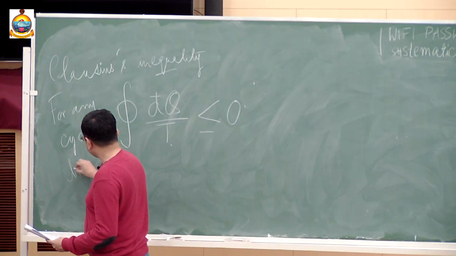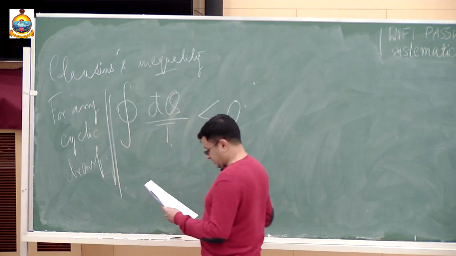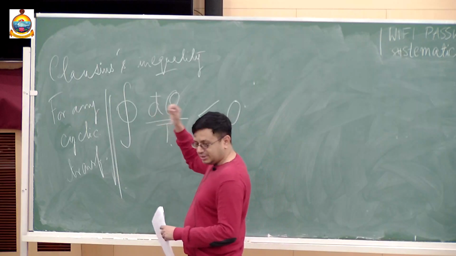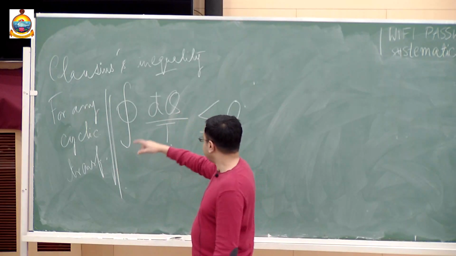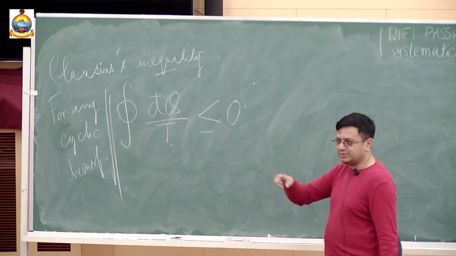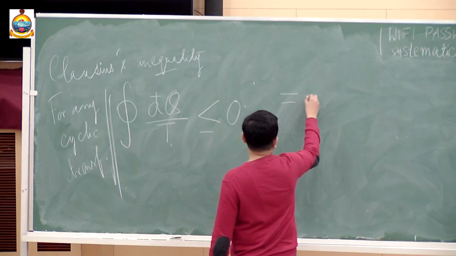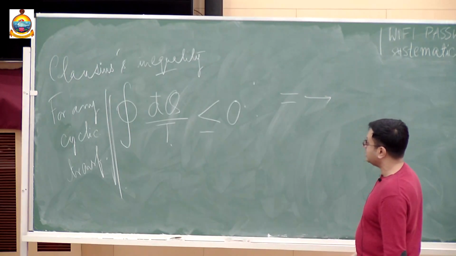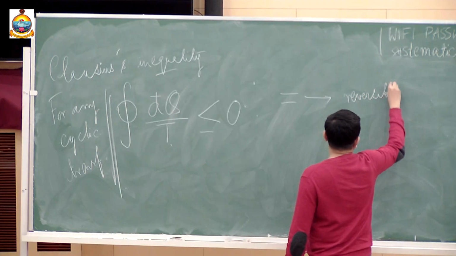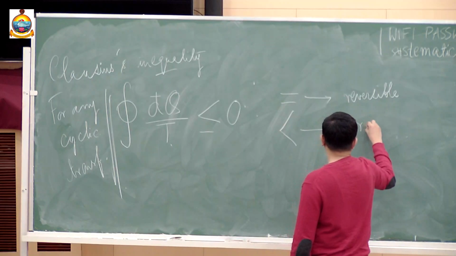Anyway, for any cyclic transformation, this quantity, the differential of the heat absorbed divided by the temperature, taken over the whole cycle, is less than or equal to 0, where the equality holds if the cycle is a reversible one, and the inequality if the cycle is irreversible.